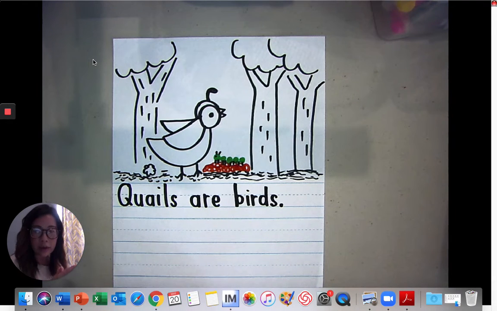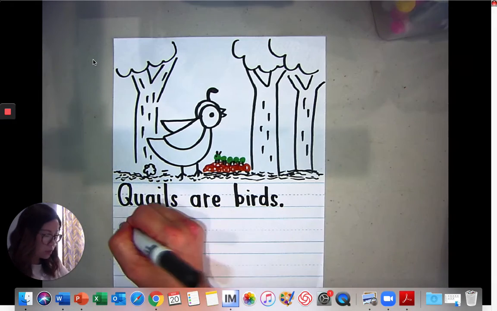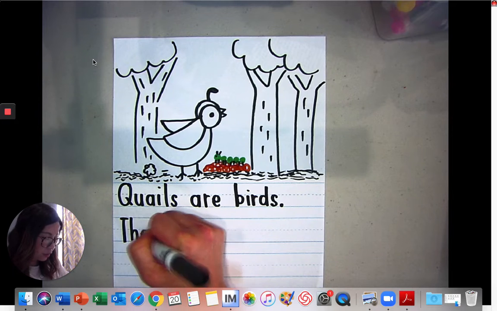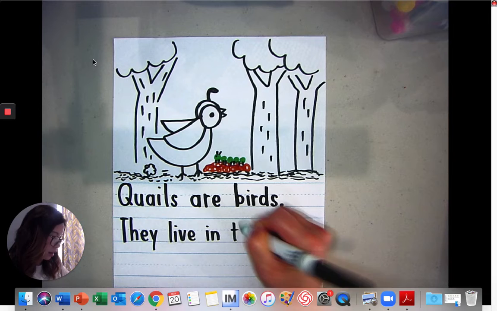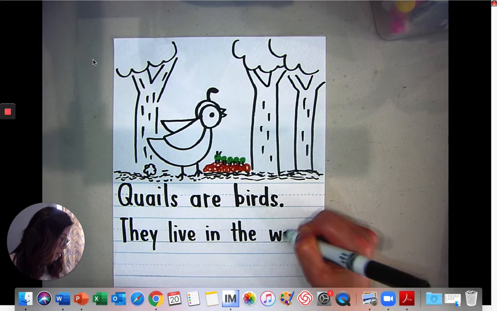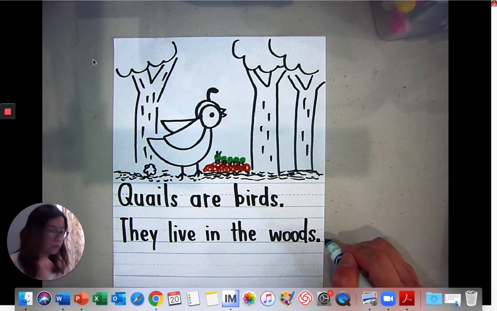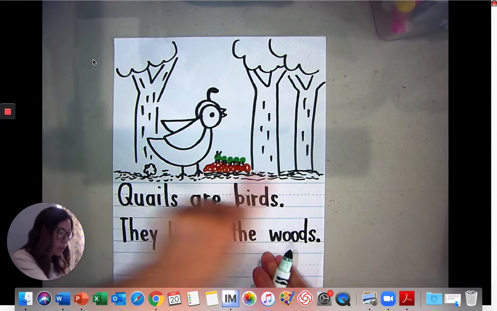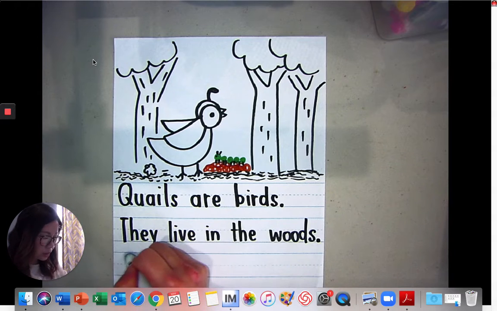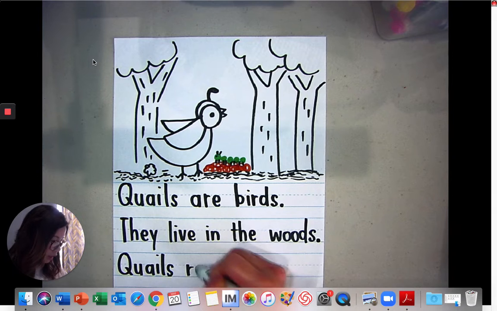Another key detail that you might want to mention is where quails can live. So I'm going to say they live in the woods. Okay, so that's key detail number 2. Key detail number 3, I want to talk about some things that I learned from Doug from the video. So I learned that quails can run fast. Okay, so quails run fast.